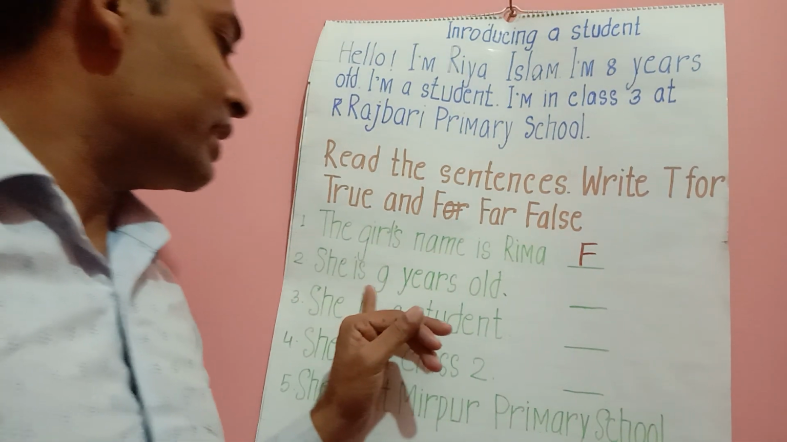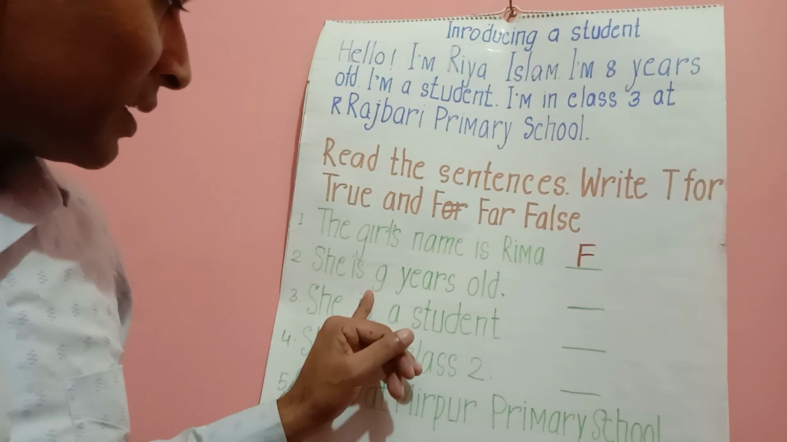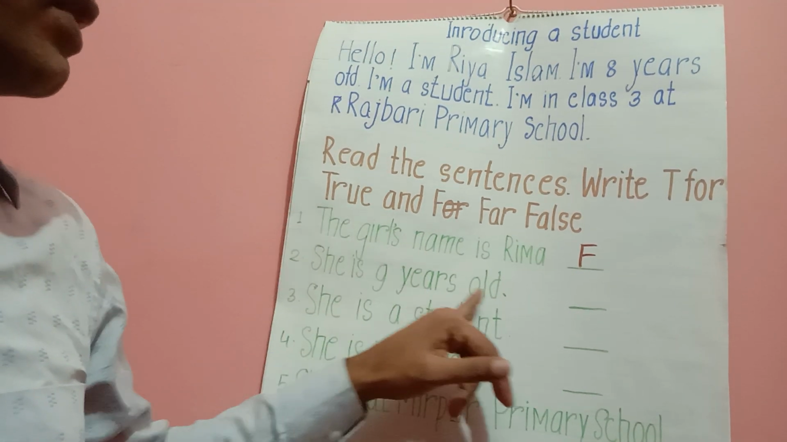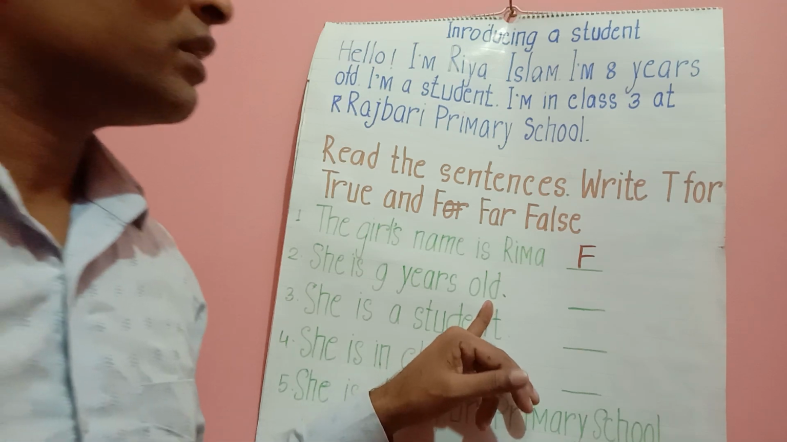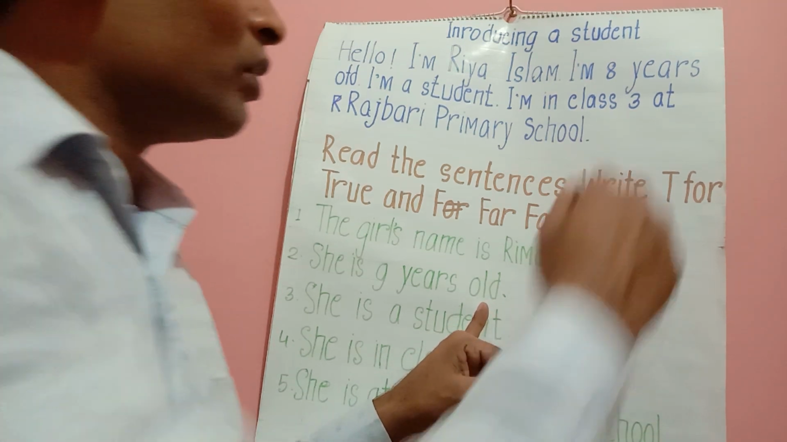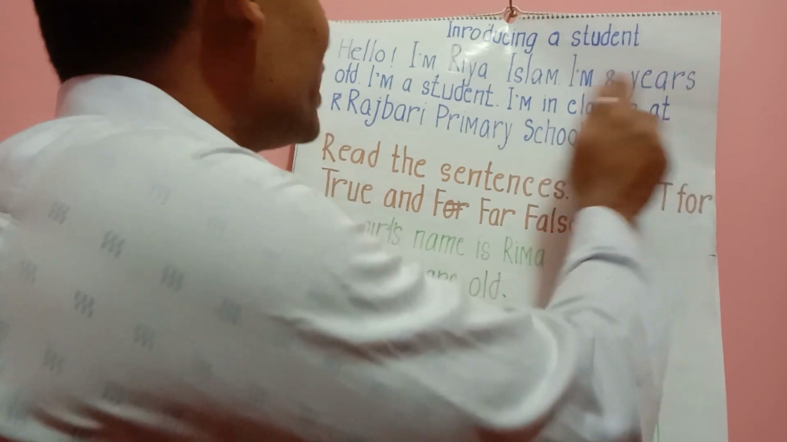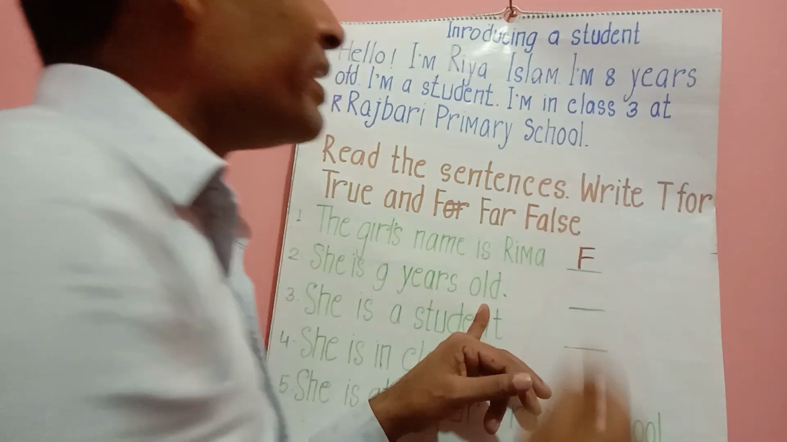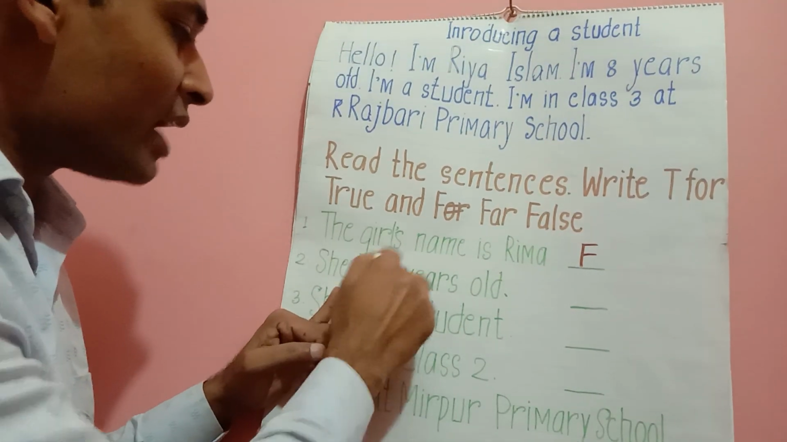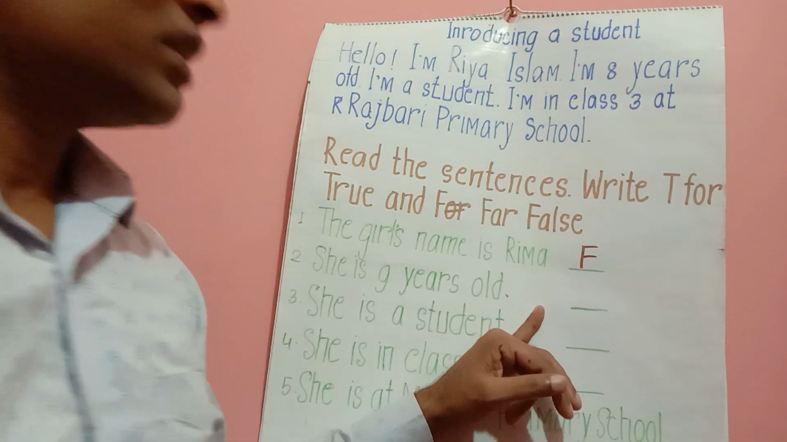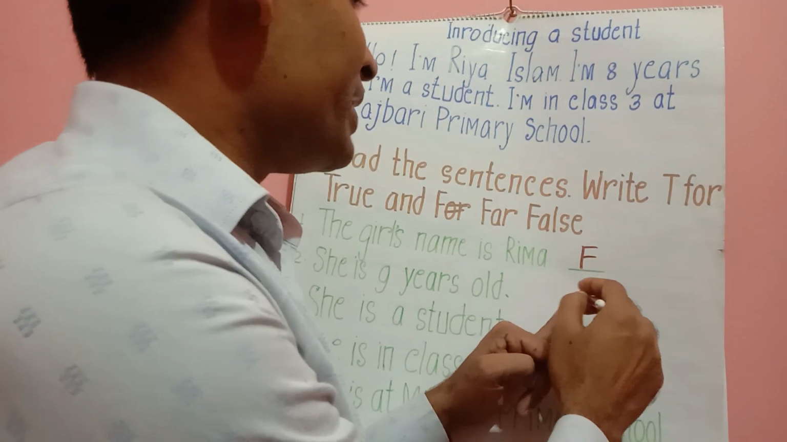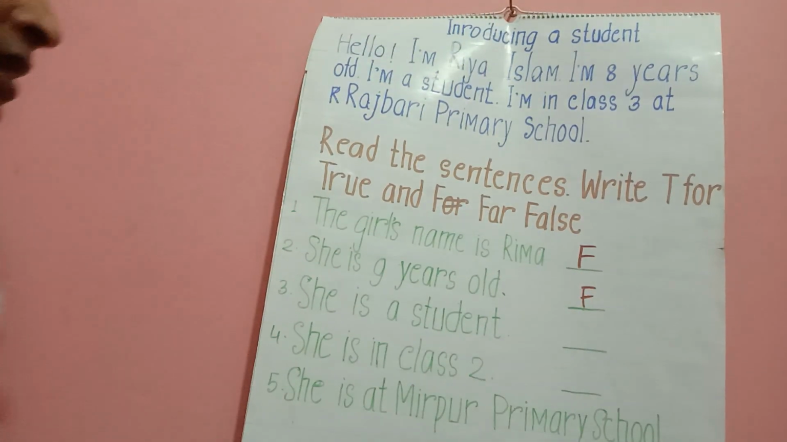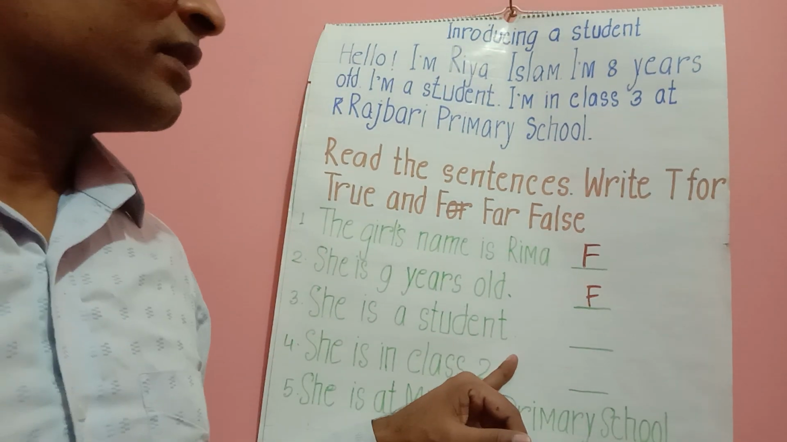Second number, she is 9 years old. Again, we have to go to this passage. I am 8 years old. There it is 8 years old, here it is 9 years old. It's not equal. That's why we have to write F. Right, you said it correctly.